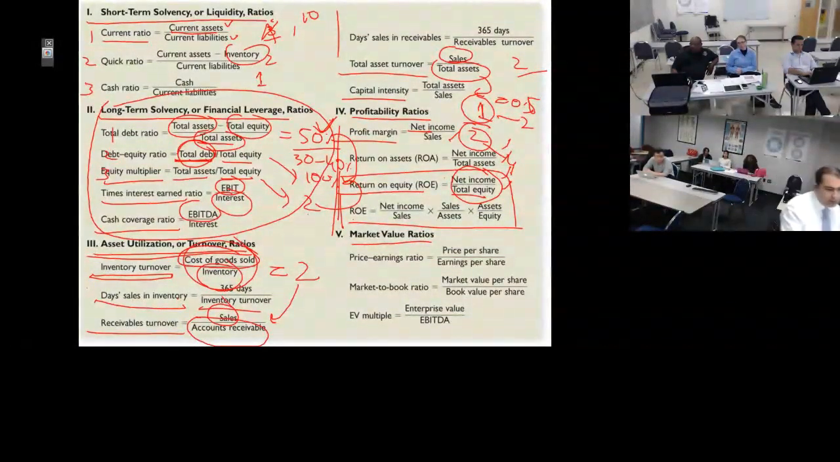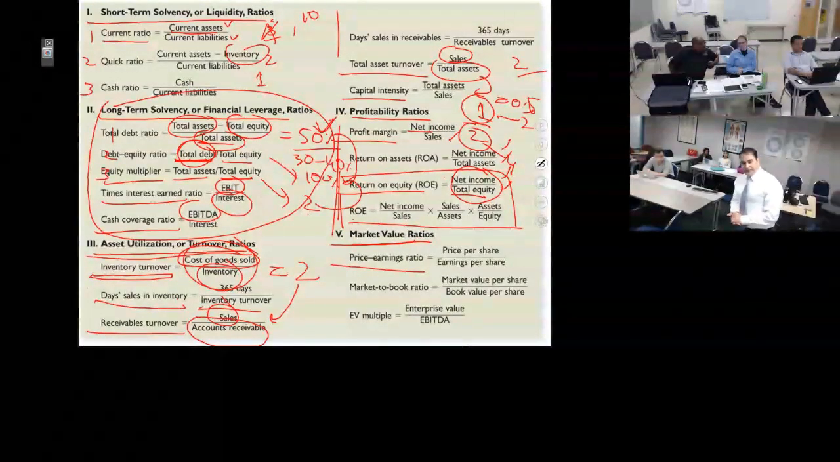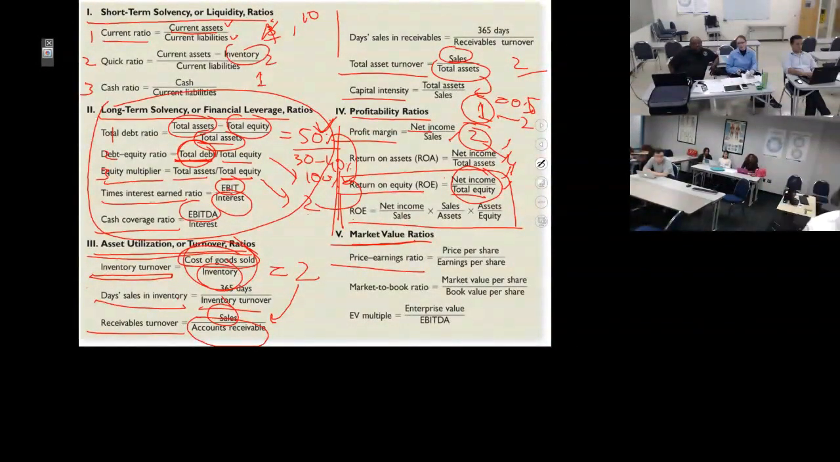Okay. Now the next one, the market value ratios. So the first one is the price earning ratio. This is the market ratio. We take the price of the company's share in the market. That is readily available. If this is a public company, the share price can be obtained from Yahoo Finance or Google Finance or any other investor site or brokerage site. You can easily get the current market share price of the company.